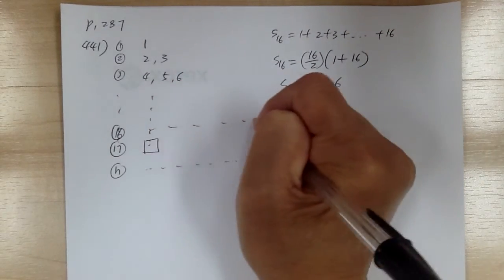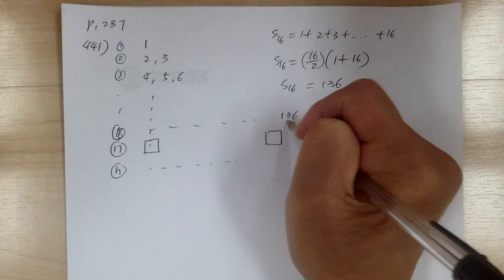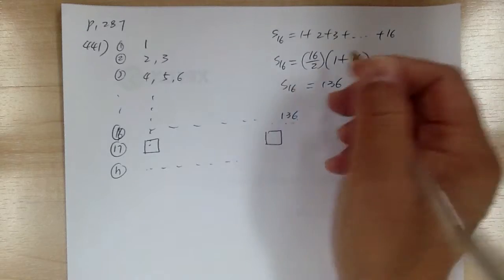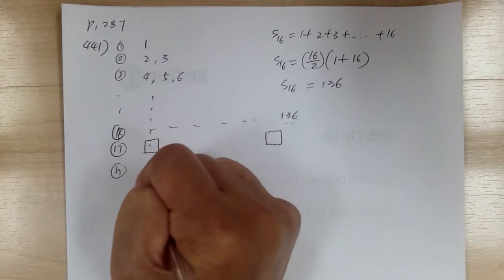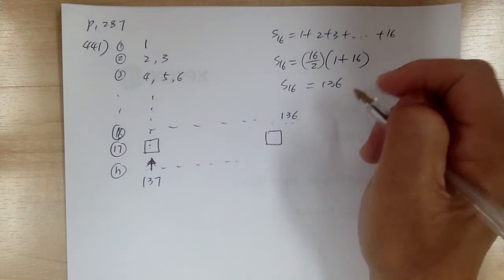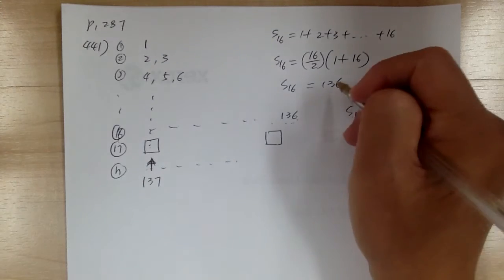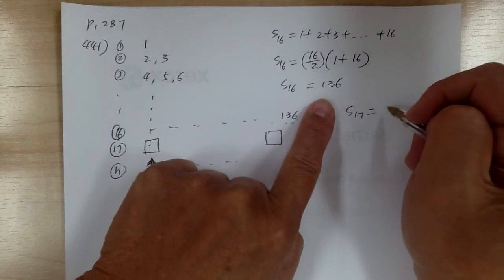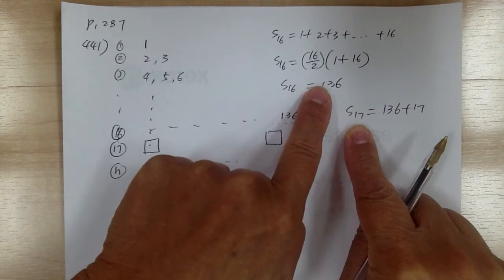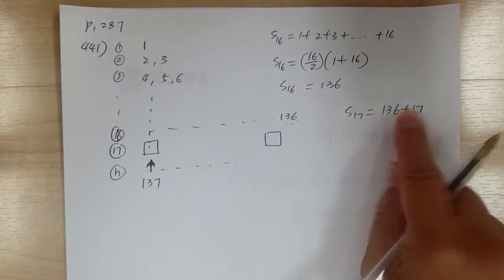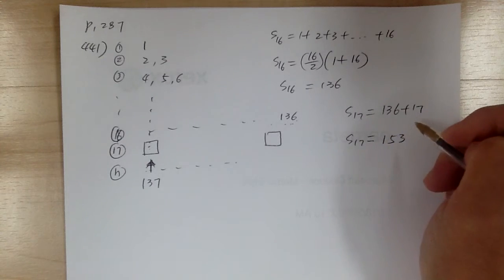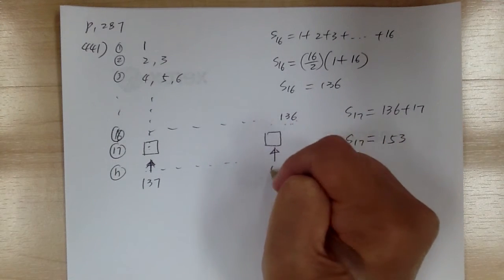So that means this last number will be 136 right over here. If this is 136, that means this will start with 137. And S17 will just equal this one plus, so there are 17 numbers, so you just keep adding the numbers, right? So this is S16, so S17 would be plus 17. So S17 would equal 153. So that means this last number would be 153.